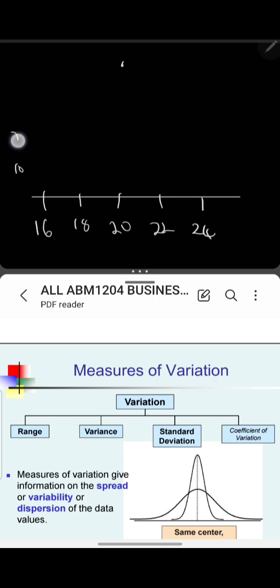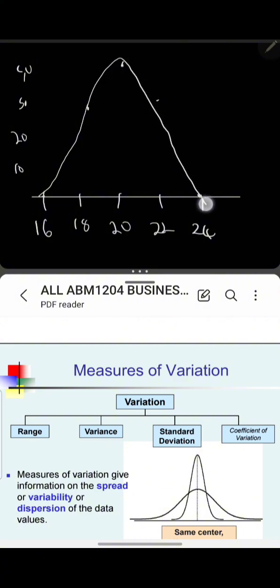You'll realize that maybe there are 40 people who are 20 years old. Then 18 years old, you find that there are some 30 people. Then 16 years old, there is none, 0. 24 years old, there is none. 22 years old, we also find 30. So we end up with something of this curve. That is one scenario.